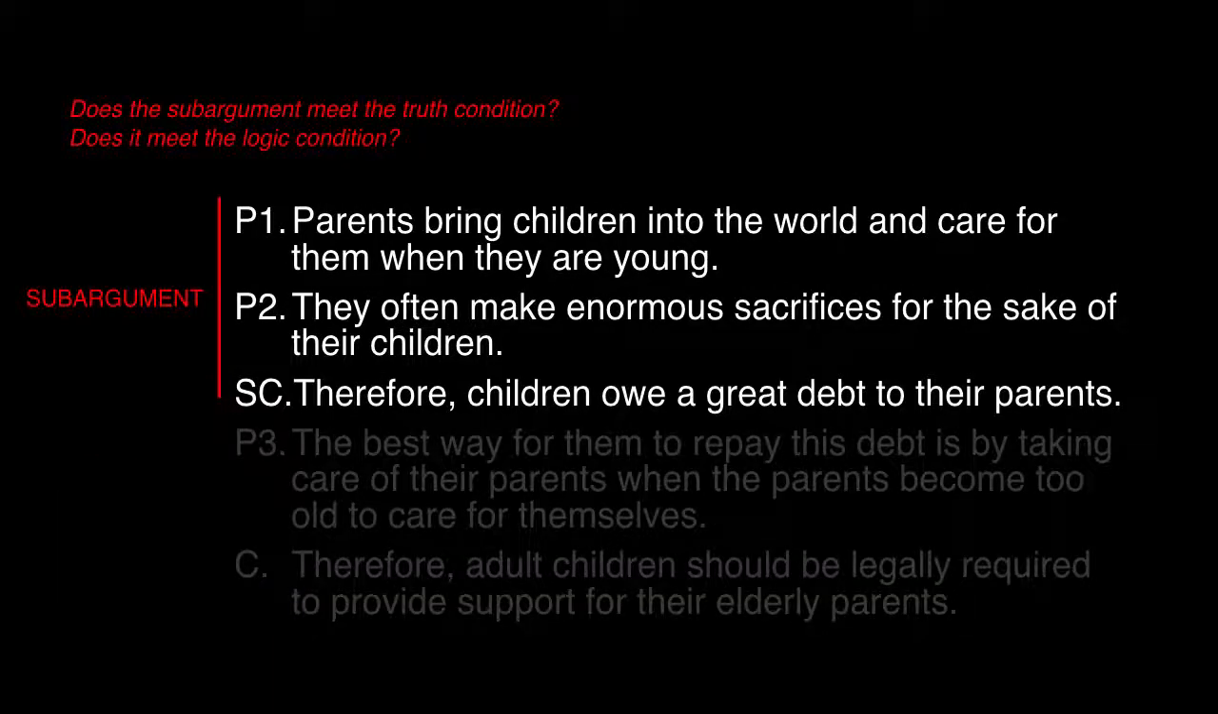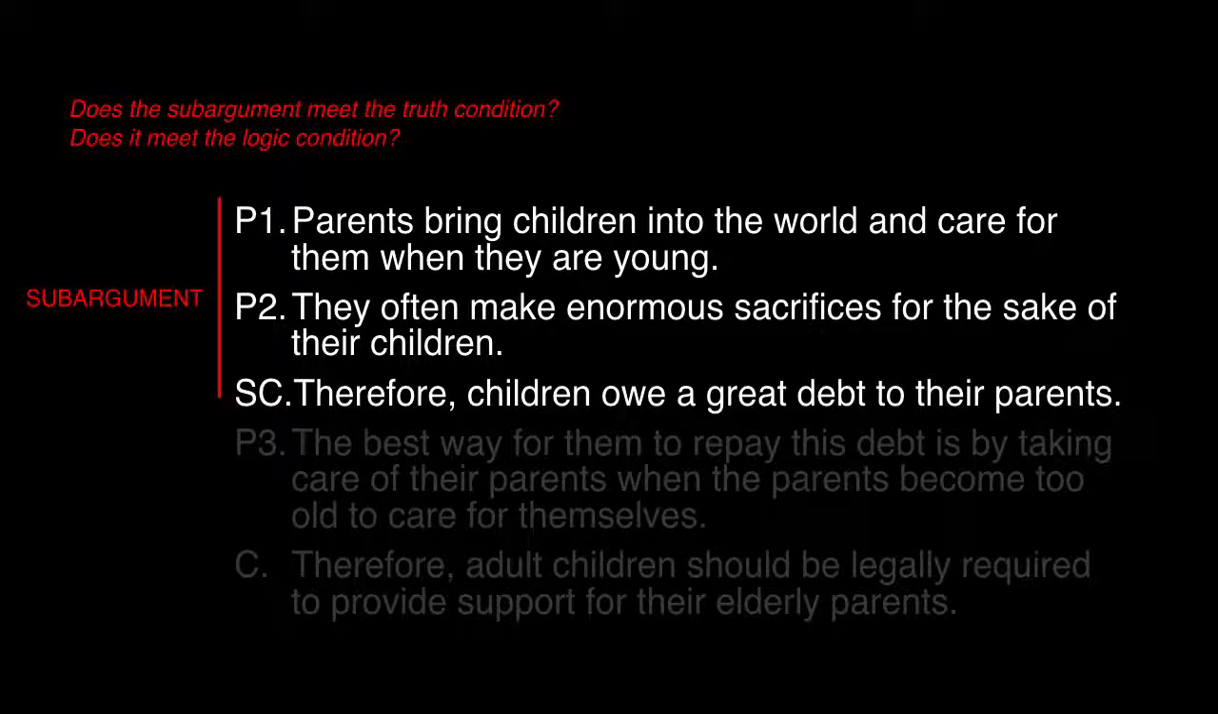To evaluate a complex argument, you need to evaluate each of the subarguments as well as the main argument. It's generally a good idea to examine the subarguments first. In this case, you'd have to ask yourself first whether you judge P1 and P2 to be plausible, and second, whether they provide logical support for the subconclusion SC.